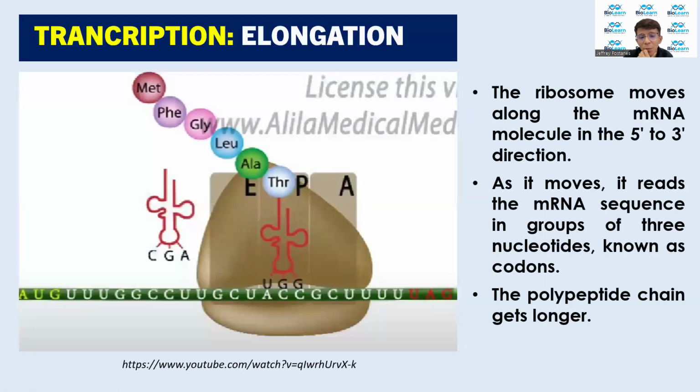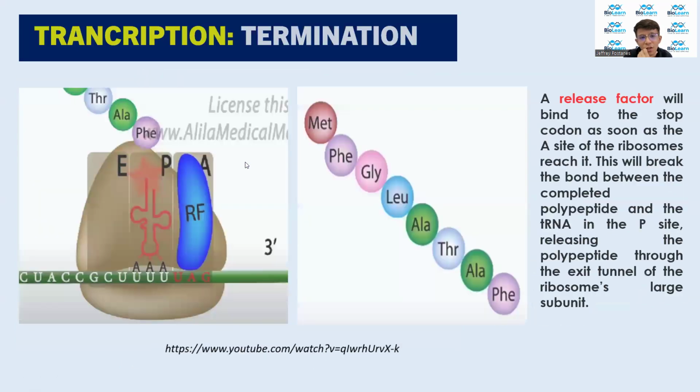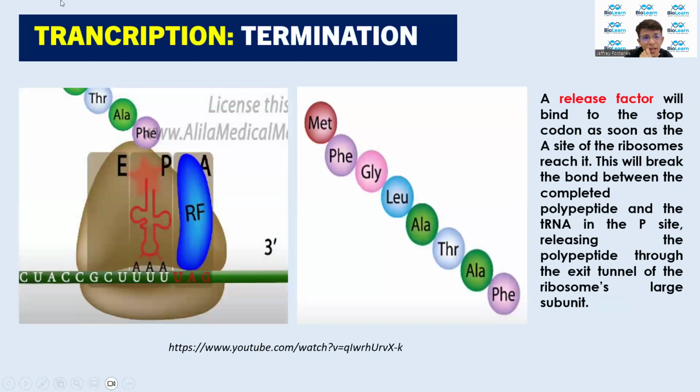All right. Now, during the process of elongation, the ribosome now will move until the amino acid chain elongates. Okay, so it gets longer. During the process of termination, a release factor will now enter the A site, where the A site is now on the UAG codon. And you have now the amino acid chain. This will now fold to be used as a protein.